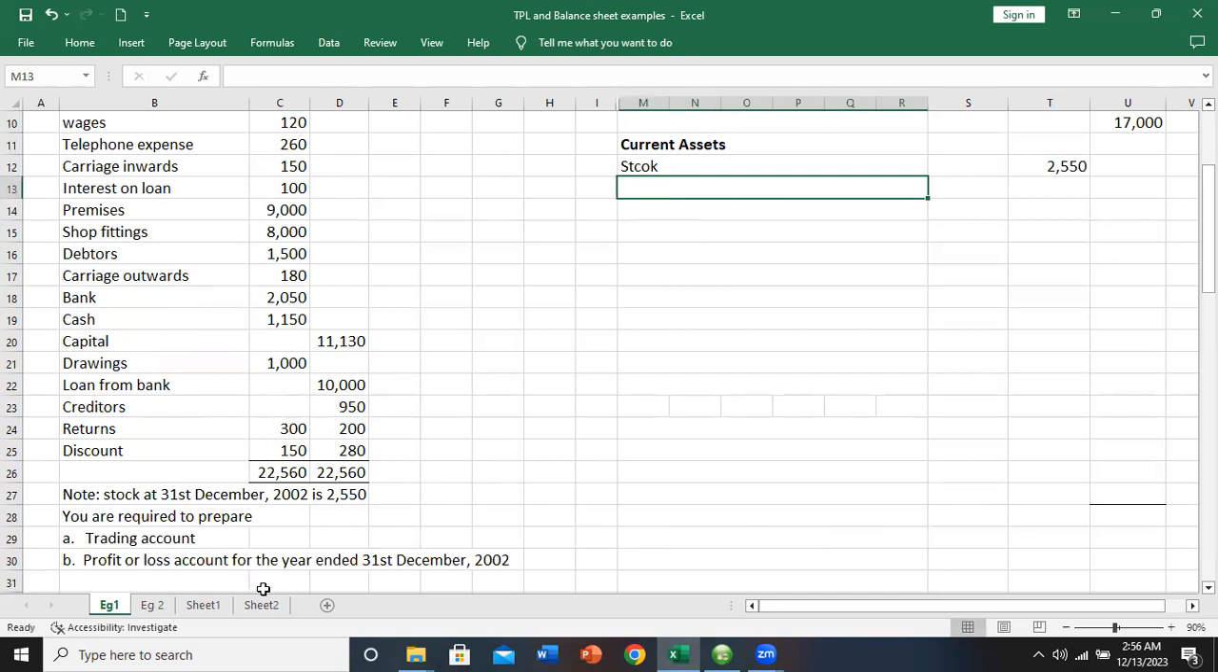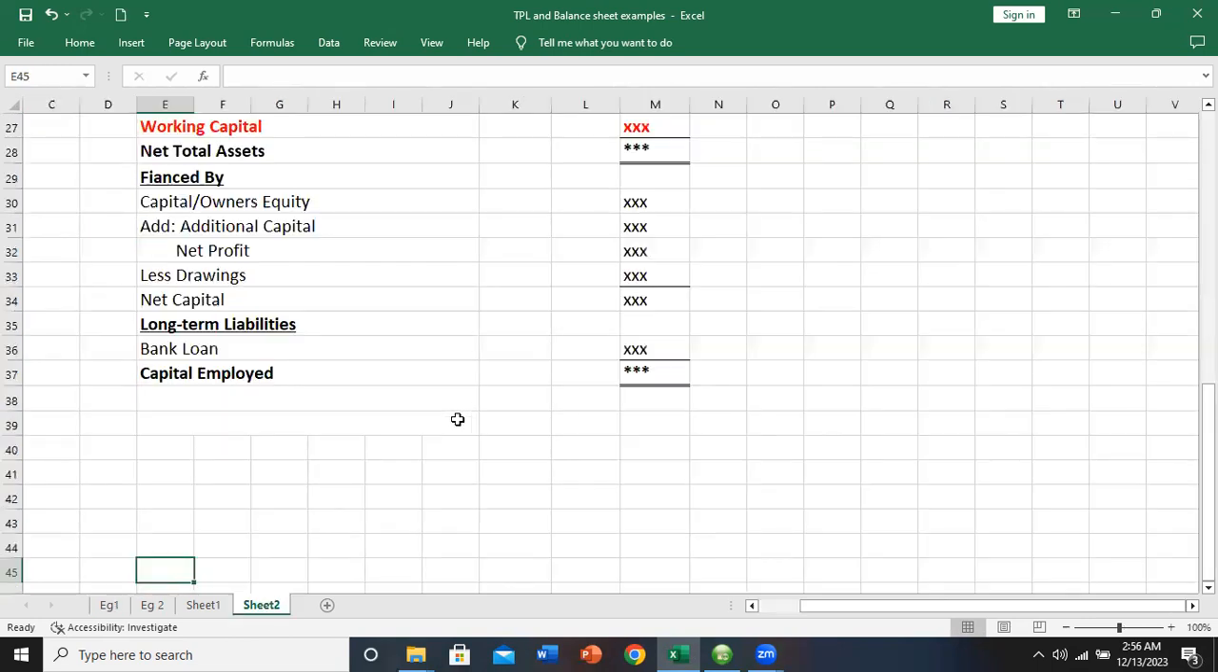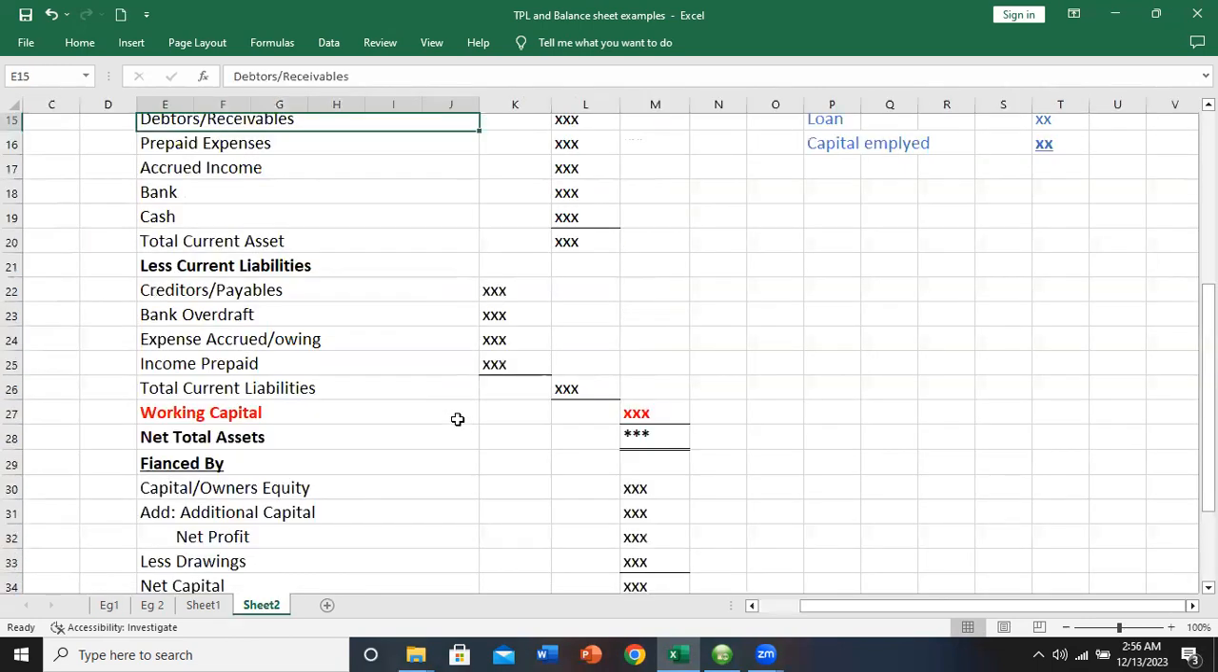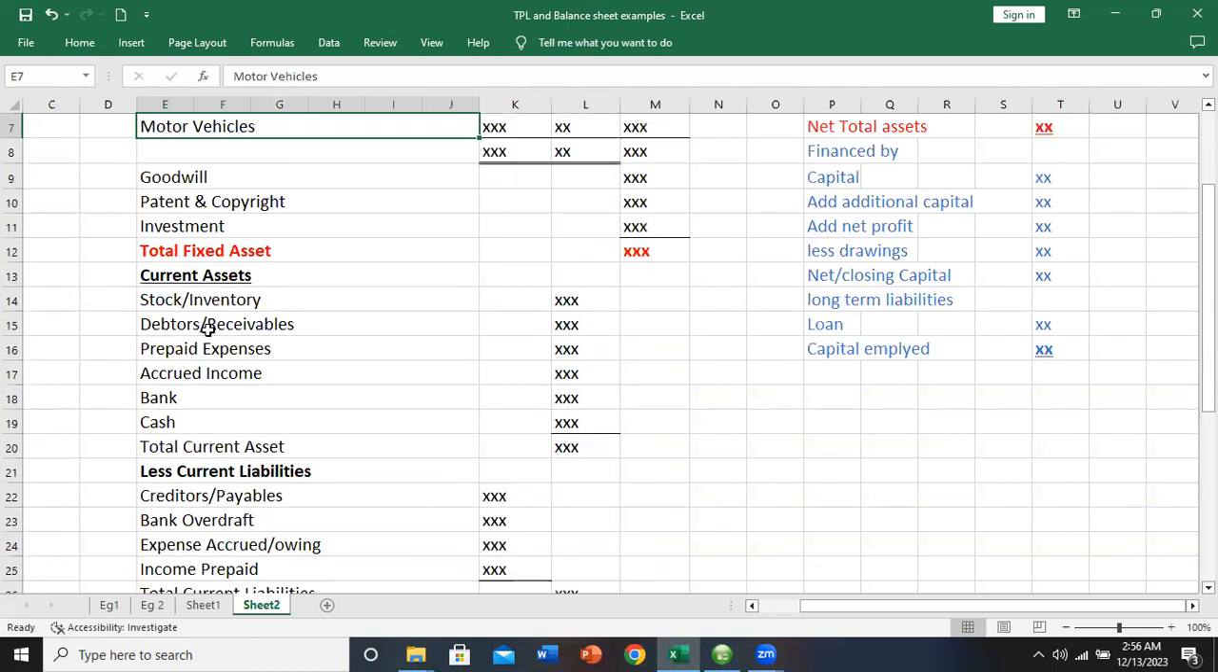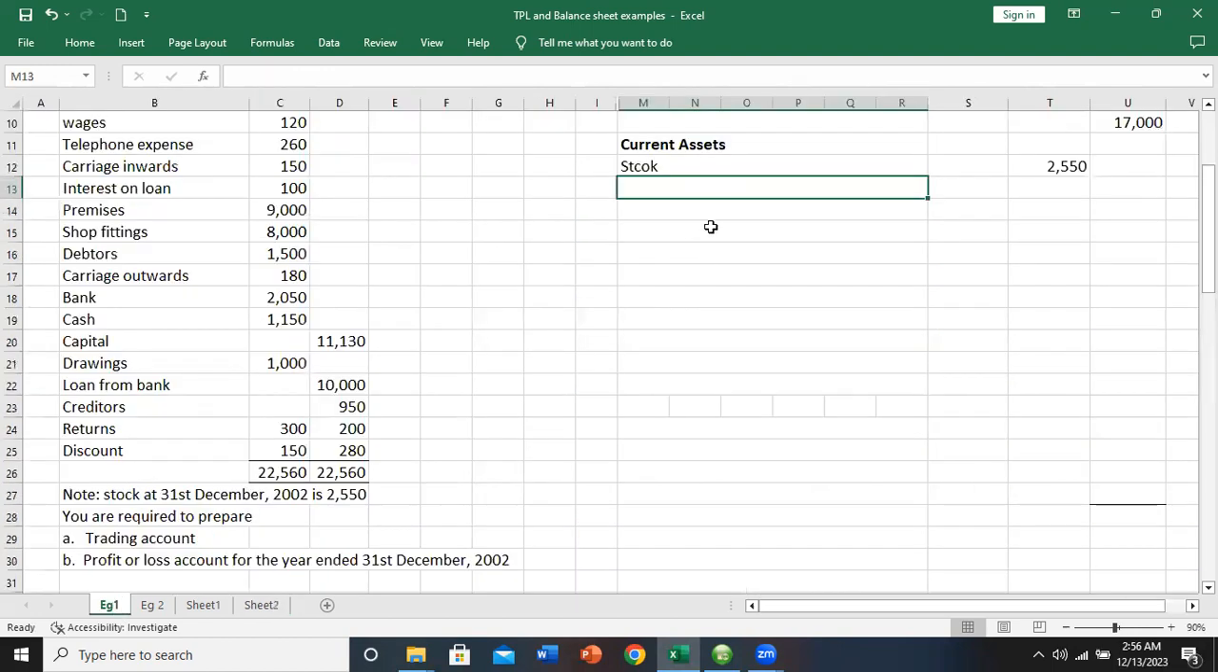Right, so you see, it's the format that we are just following to get the items. And just to give you a glance of it, so we have stock, debtors, prepaid expense, accrued income, bank, and cash. So let's go into the question. We have stock, and we also have debtors in this question, which is 1,500. So debtors, as you see in the question here, 1,500.